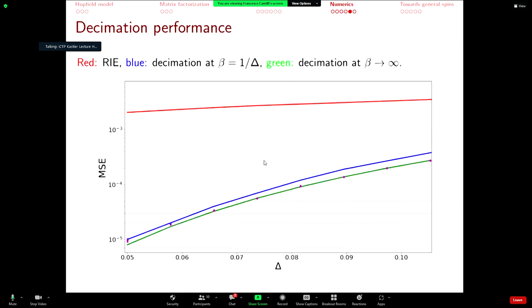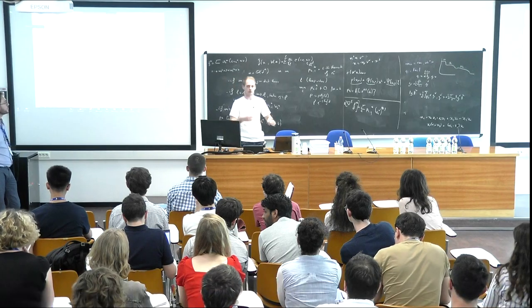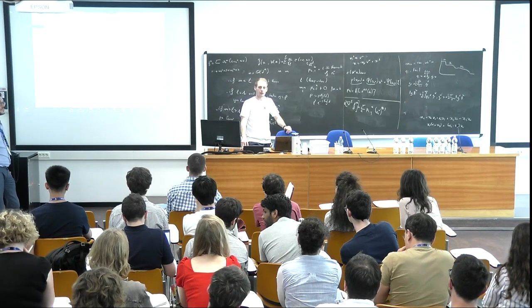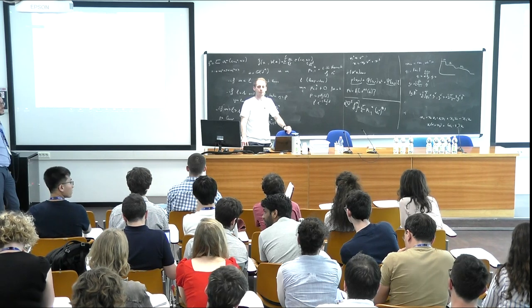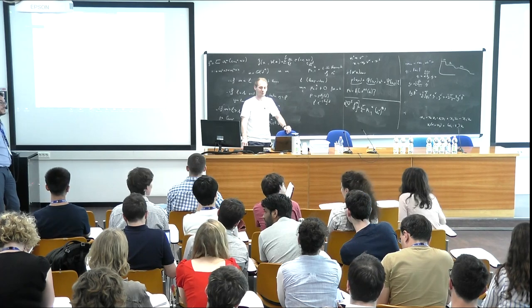Also, maybe I should say this because I think you have a poster here about this, right? About this dreaming or unlearning procedure. There is a way to increase the size of these basins of attraction and to make them more stable, right? So if you're interested, have a look at Enrico's poster. Right.